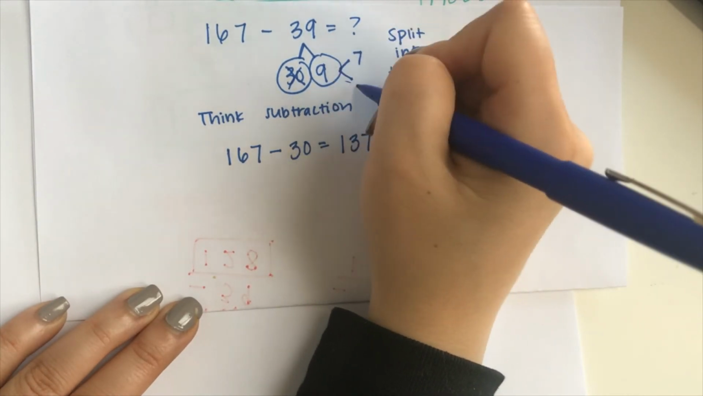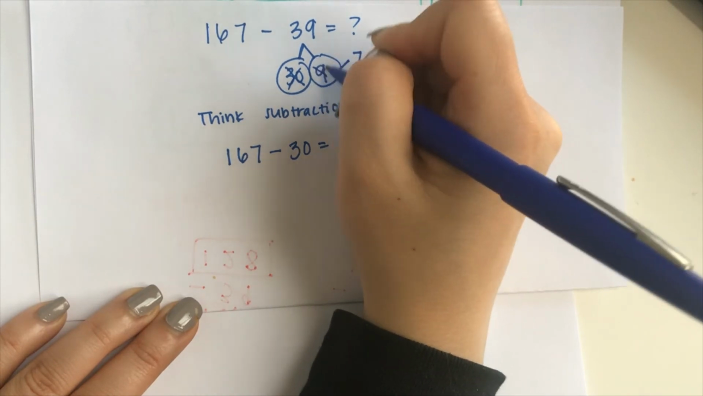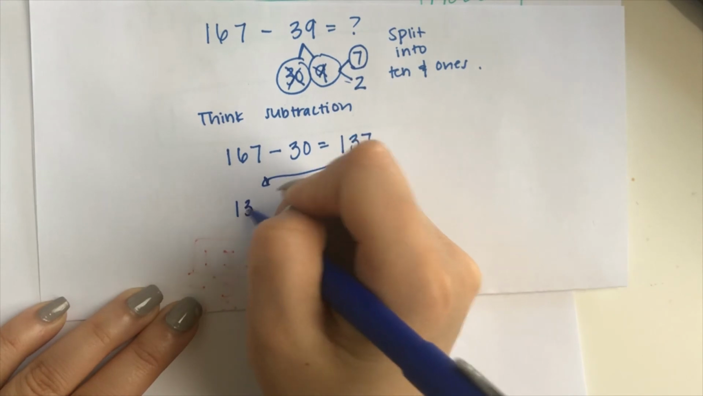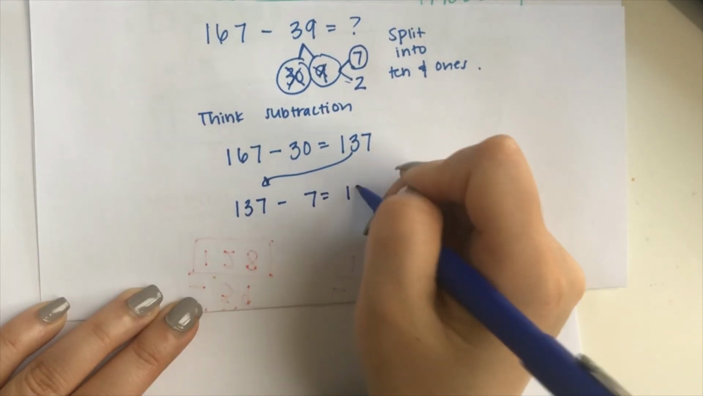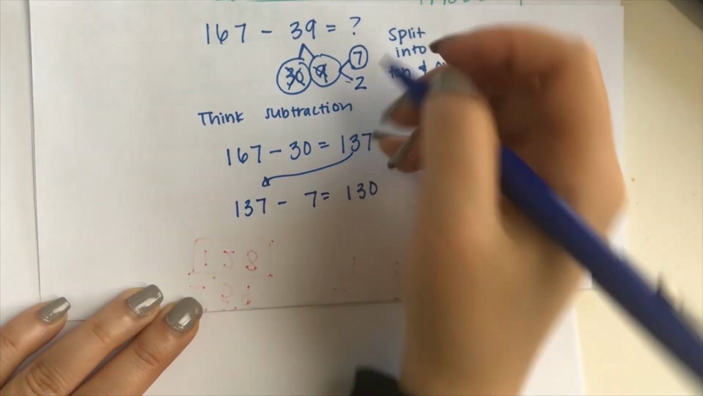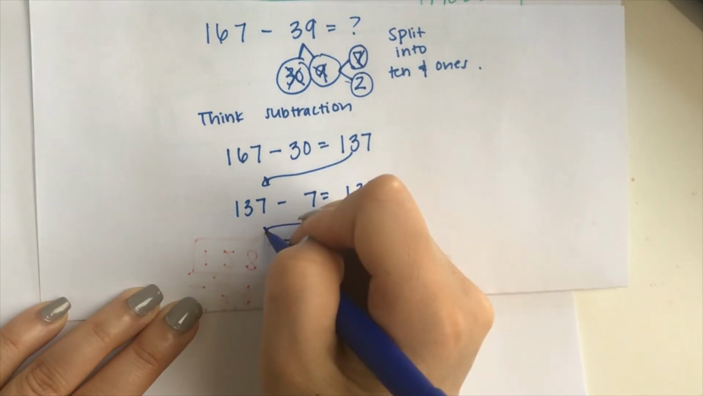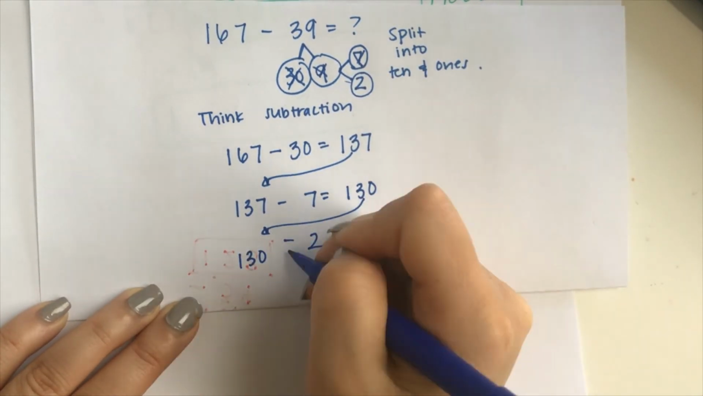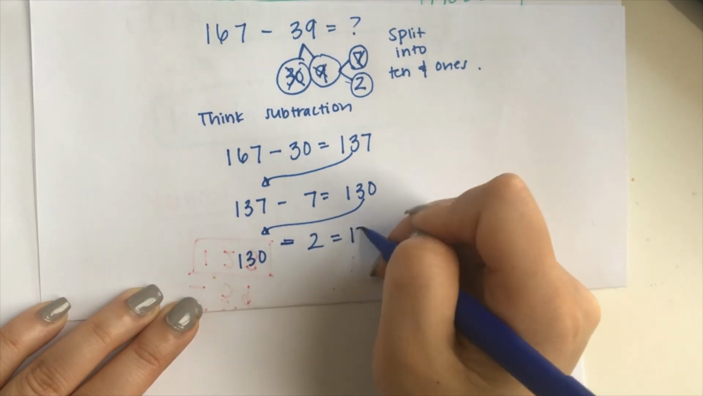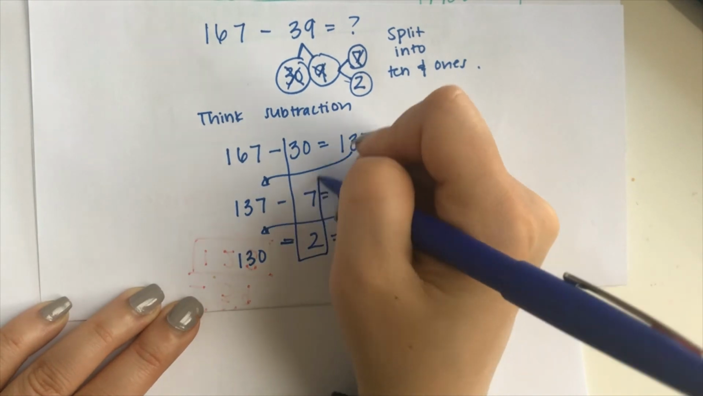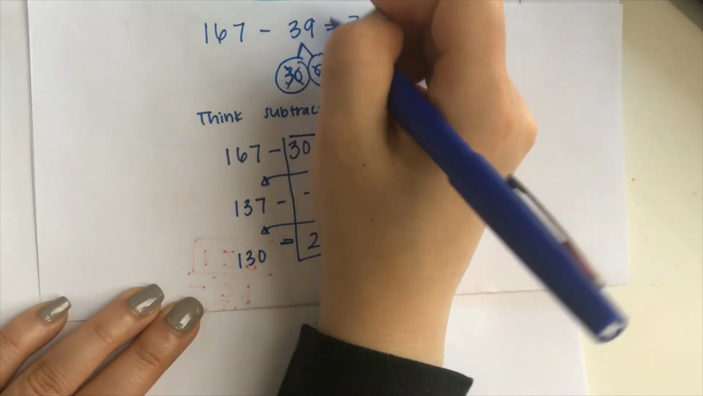So if I split this number bond, 7 plus 2 equals 9, I'm going to take away that 7 first. Okay, now I have to take away that 2 now. So I'm going to take that answer and take away 2, and you get 128. And if you add up the middle here, you should add up to this number.